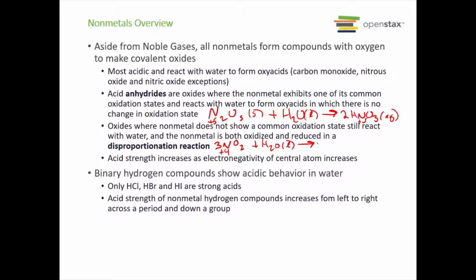We get 2 HNO3's. So here we have a +5 for the nitrogen. And NO. And in NO, nitrogen is +2. So you can see it was both reduced, in that we reduced the oxidation state in NO, and oxidized by increasing the oxidation state in HNO3. And another thing to know is that the acid strength increases as the electronegativity of the central atom increases.